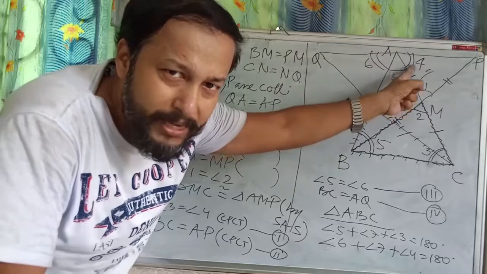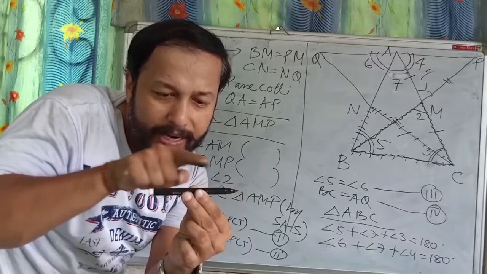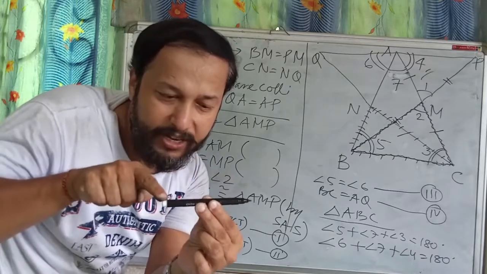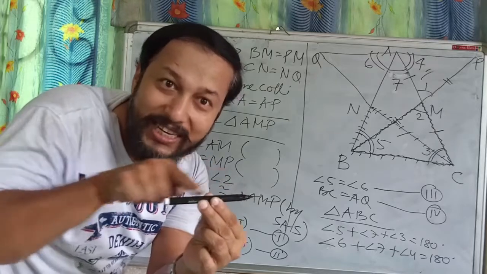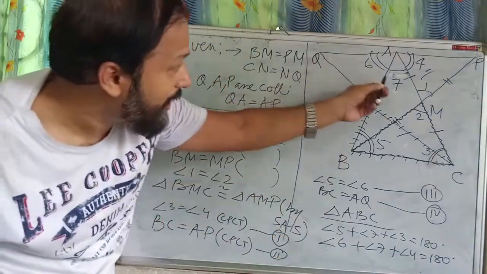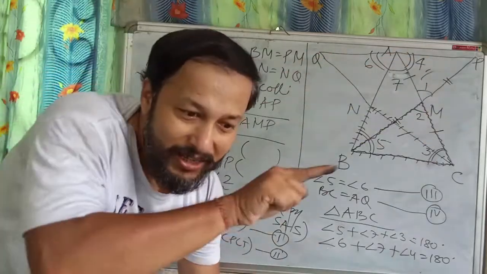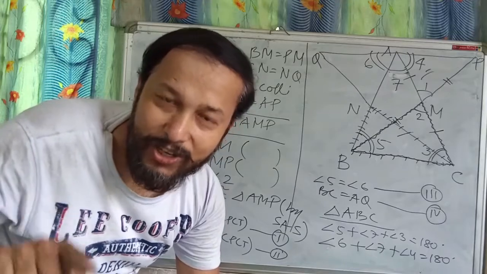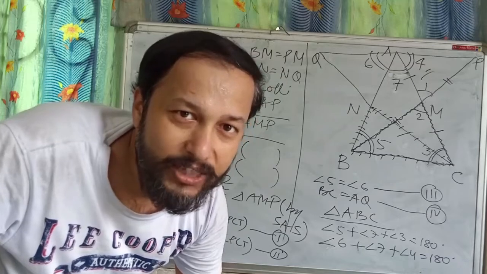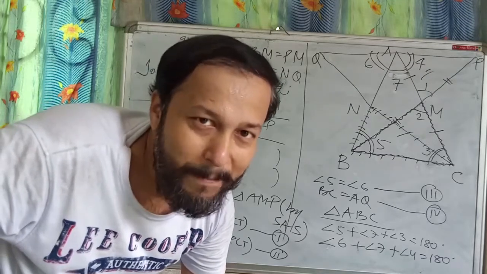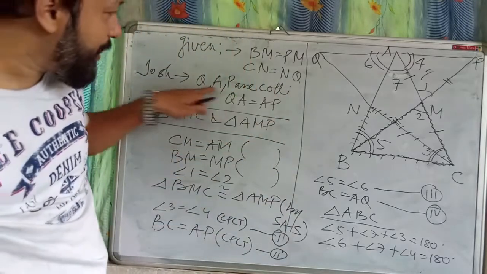This total is 180 degrees means on a straight line, if the whole angle is 180 degrees, obviously it's a straight line. Since the whole angle is 180 degrees, obviously Q, A, P are all making a straight line. Understood? That means Q, A, P are collinear because they all lie on the same line. So first one is proved.